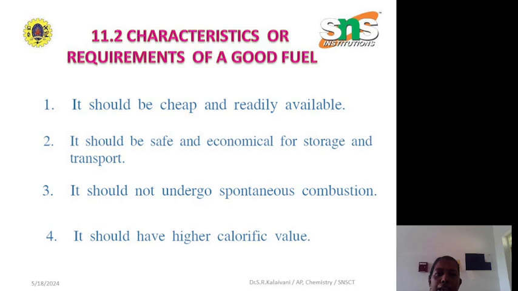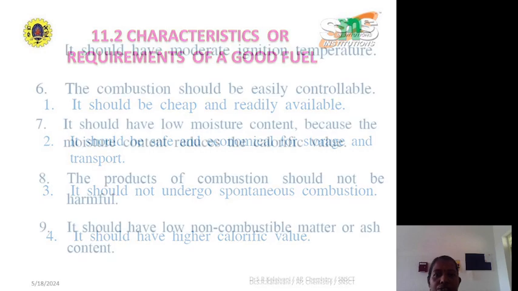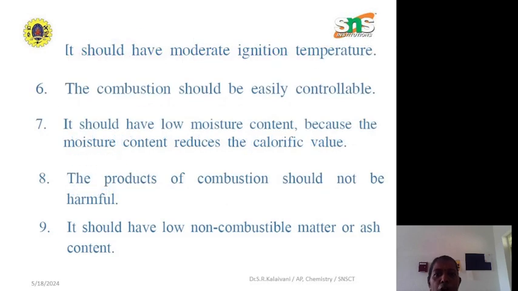It should be cheap and readily available. Second point, it should be safe and economical for storage and transport. Third one, it should not undergo spontaneous combustion. Next one, it should have higher calorific value. Then next one, it should have moderate ignition temperature. Next one, the combustion should be easily controllable.